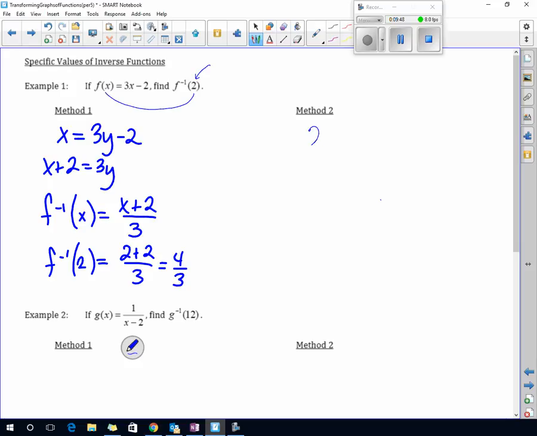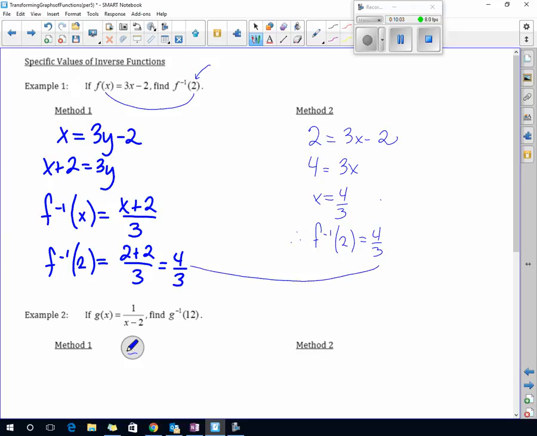See, we get the same answer, except that we don't actually find this intermediate step of the equation of the inverse. So if it asks you for the equation of the inverse, you might want to do method 1. Again, we'll try method 1 here.